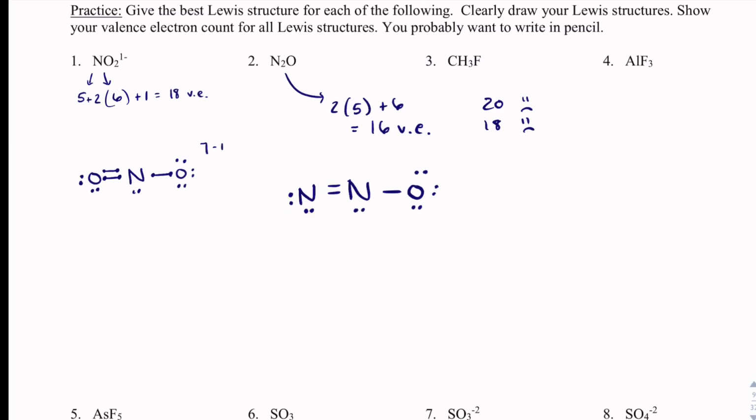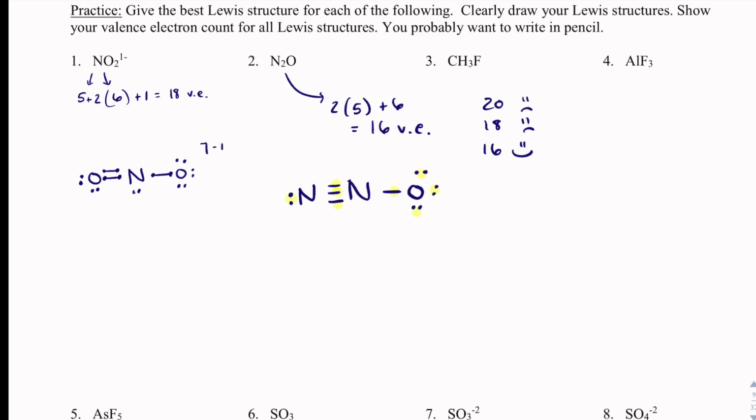So we'll do this again. Erase a pair, add a multiple bond. And then we'll count 2, 4, 6, 8, 10, 12, 14, 16. Now we get 16, and this is our Lewis structure. There is no bracket because we have no charge.